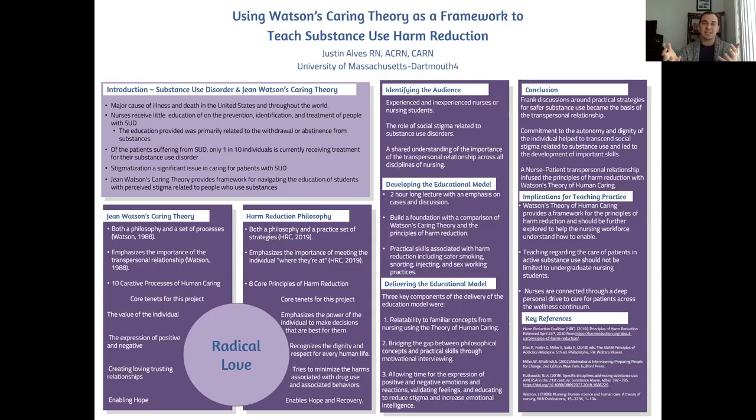So first you have to identify the audience. And I think the biggest thing in identifying the audience is whether we're talking about experienced or inexperienced nurses, there's a social stigma about substance use disorders that needs to be addressed through the educational model. And that is what I'm trying to do when we're talking about patients in active use. How do we address the social stigma about active use? How do we address the social stigma regarding somebody who's actively injecting heroin in the ICU bed? And what do we do about it?